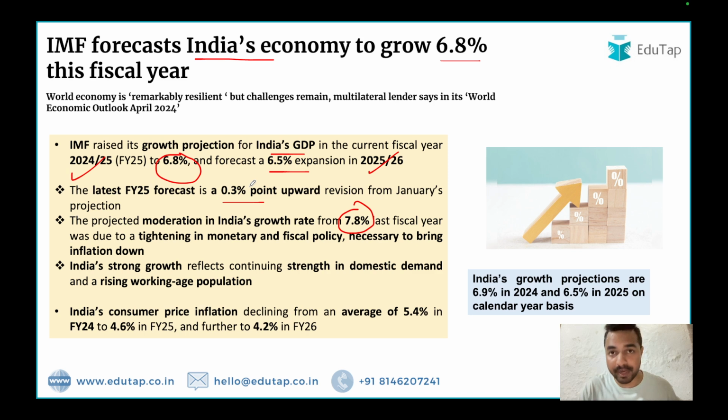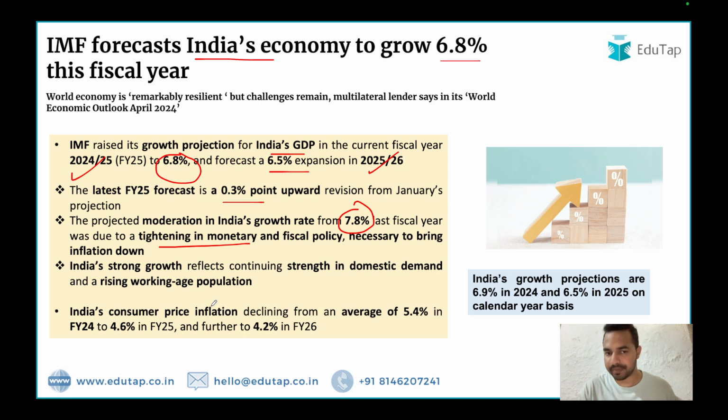And what was the reason behind that? That was the tightening in the monetary and fiscal policy of the country, which was really required to do. Why exactly? Because we were required to bring down the inflation, and that is the reason the monetary and fiscal policy was tightened, and that is why we have seen the moderation in India's GDP growth forecast from 7.8% to 6.8%.